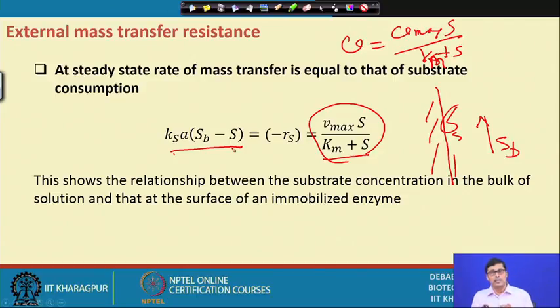Steady state condition means the rate of substrate diffusion from the bulk to the surface and the rate of reaction are the same. If the rate of reaction and rate of diffusion are the same, then and only then the substrate concentration at the surface of the enzyme, the surface of the solid matrix, will be constant.